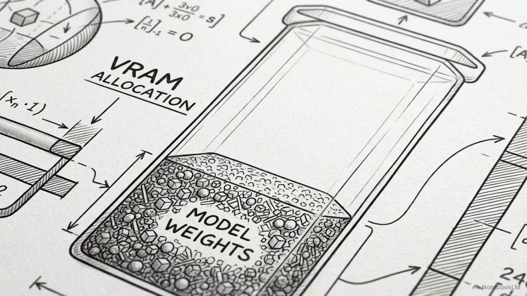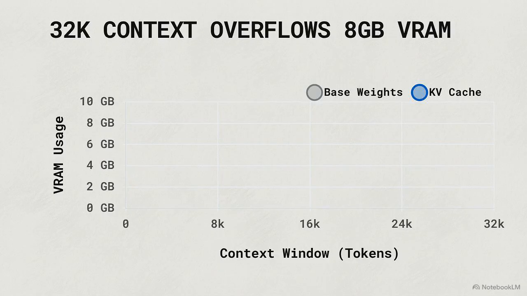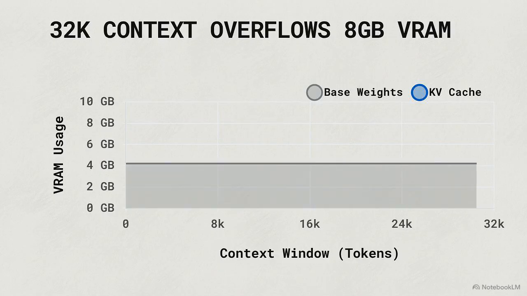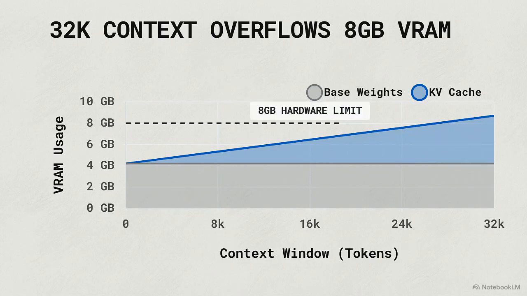But the model weights are only part of the equation. We also have to account for the key value cache, the mechanism that stores attention vectors and gives the model its memory of your current file. The key value cache memory scales strictly linearly. As the context window expands to 32,000 tokens, it requires approximately 4.5 gigabytes of VRAM. Added to the base weights, this pushes the total memory usage to the absolute limit on an 8 gigabyte card.